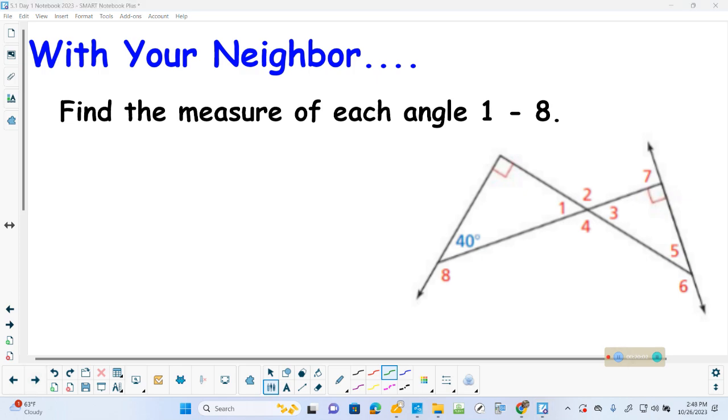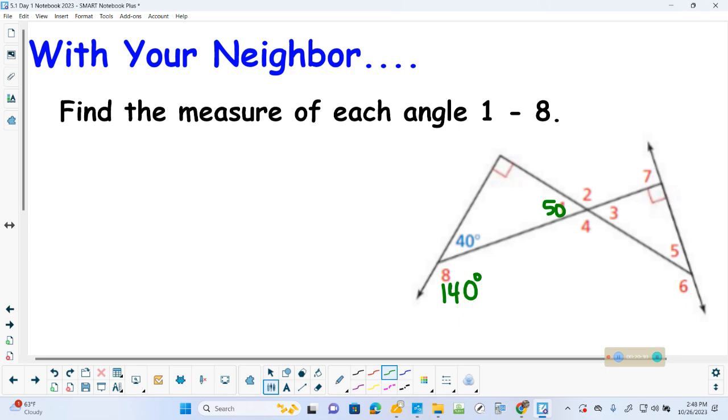So I said I would do 8 first, because if this is 40, what's 8? Linear pair. So they add to 180. Okay, I'm just going to label it 140. And then I said, you know what, I would do 1 next. Because all three in a triangle should add to 180. So you have 90 and 40. What's 90 and 40? 130, you need how much more to get to 180? 50?